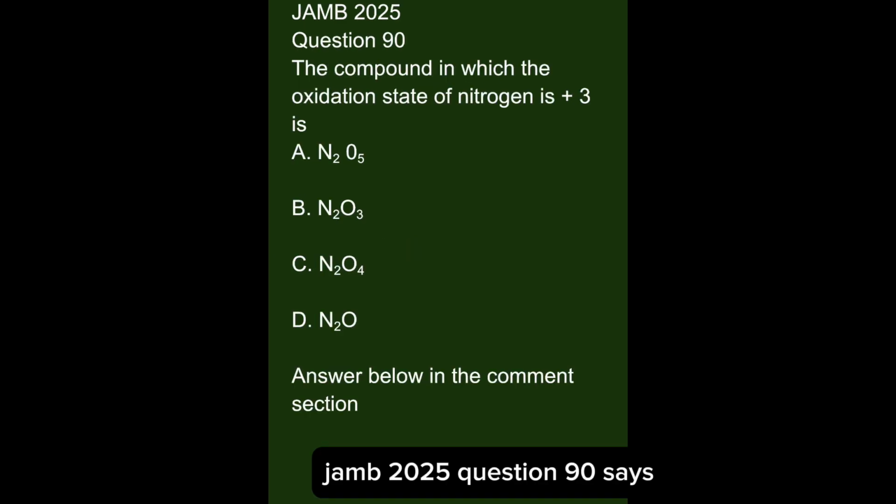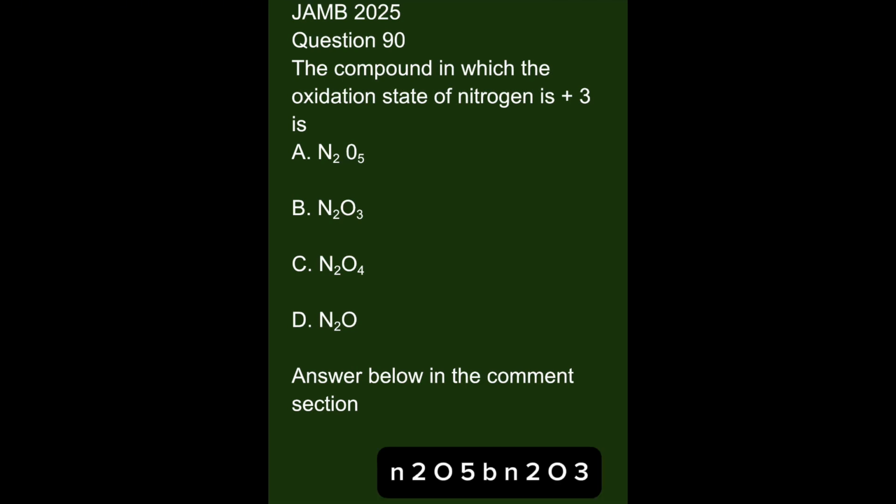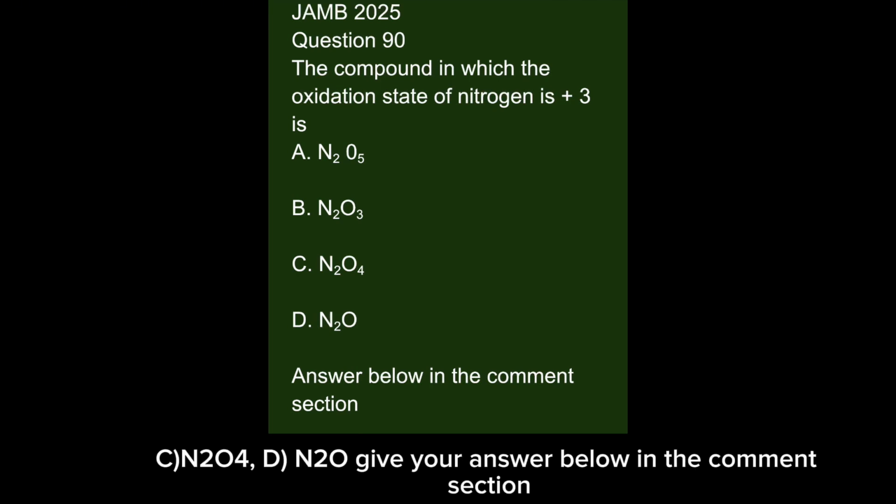JAMB 2025 question 19 says, the compound in which the oxidation state of nitrogen is +3 is A, N2O5, B, N2O3, C, N2O4, D, N2O5. Give your answer below in the comment section.